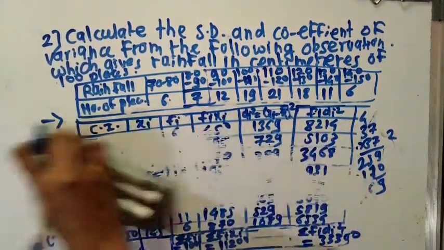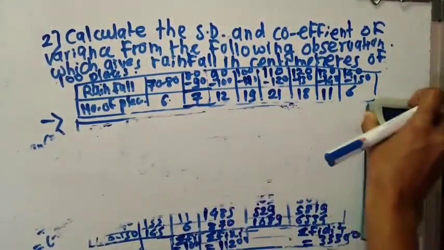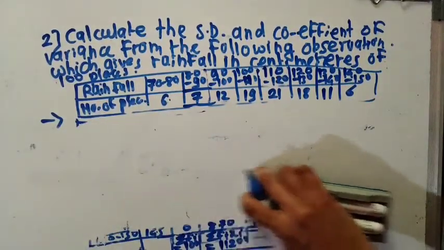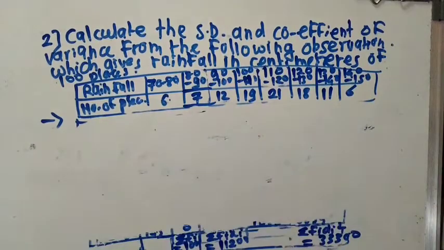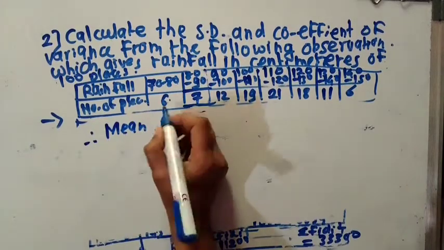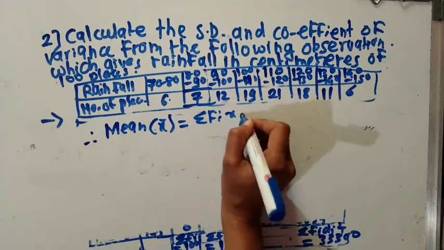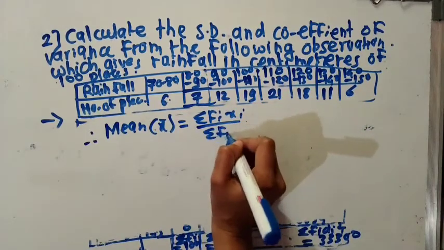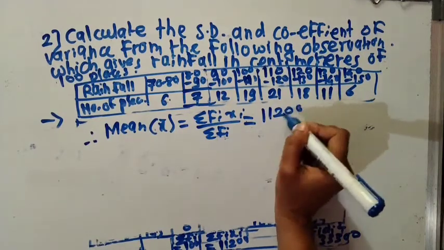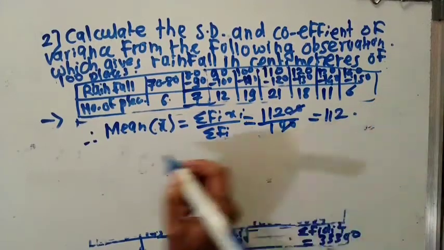Then write down the mean for the following data. Hence mean x bar is equal to summation of fi xi upon summation of fi, meaning 11,200 upon 100 is equal to 112.